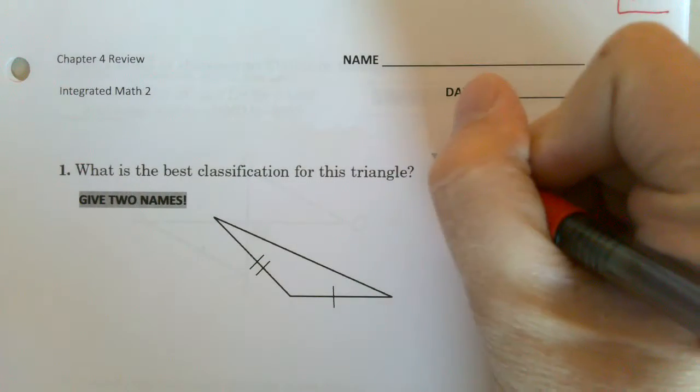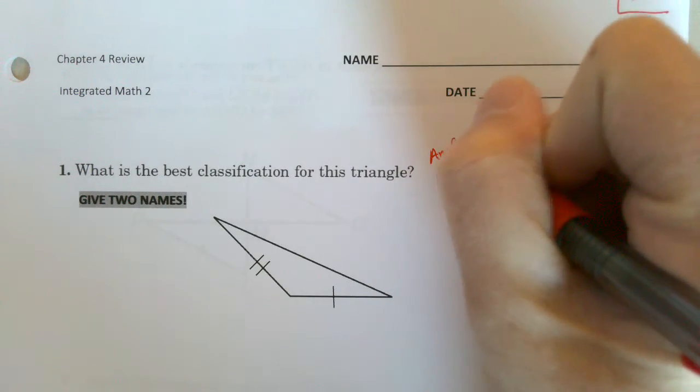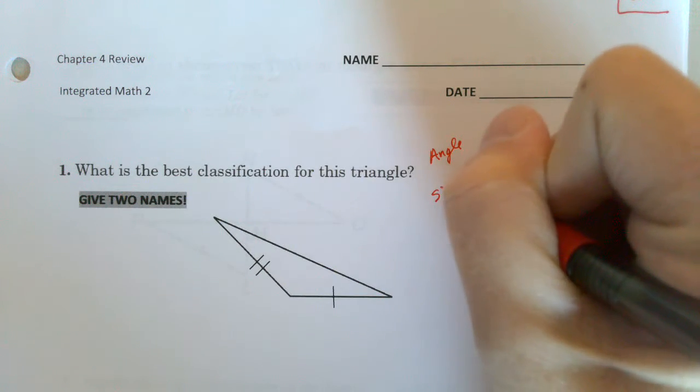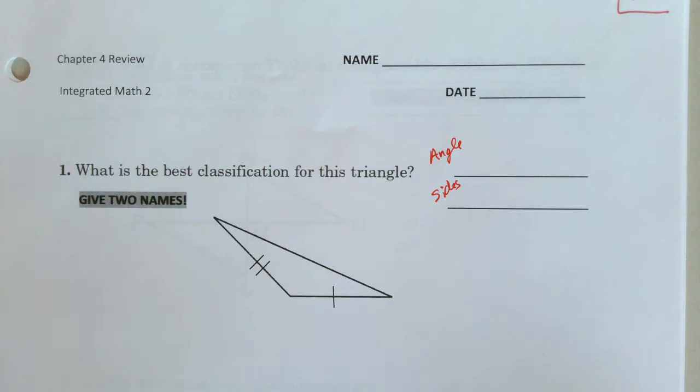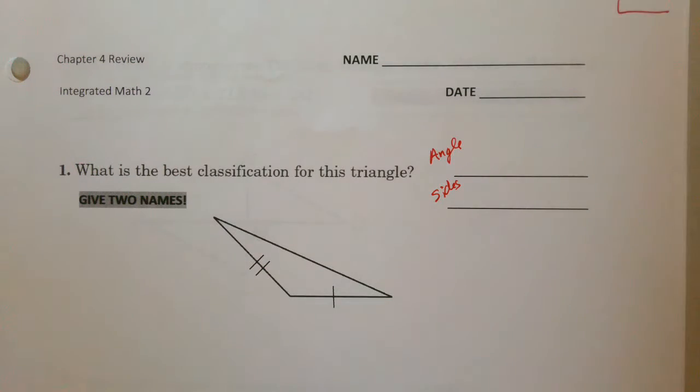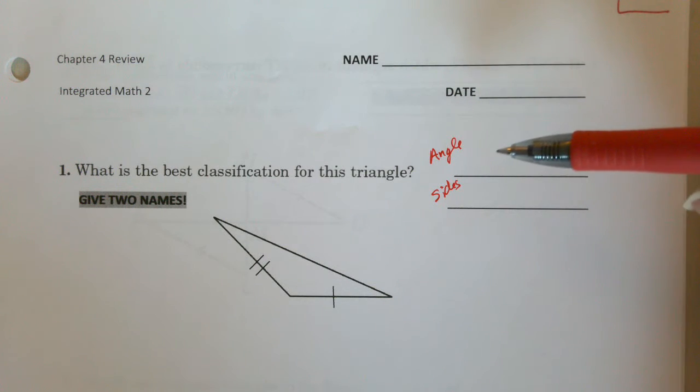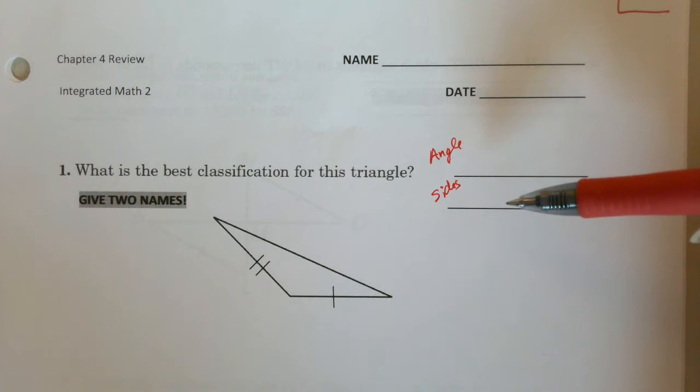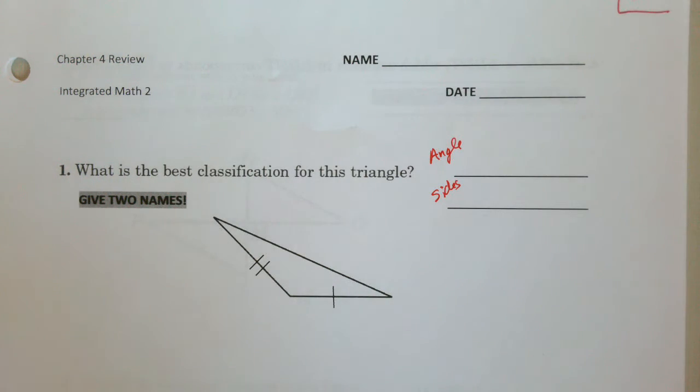I'm going to let you do this, but we're talking about classifying by two things, the angle and the side. So make sure you know the classifications. On your test, the words will be in the direction. So, is it acute? Is it right? Is it obtuse? The sides, is it scalene, isosceles, or equilateral? So those words will be on your test.